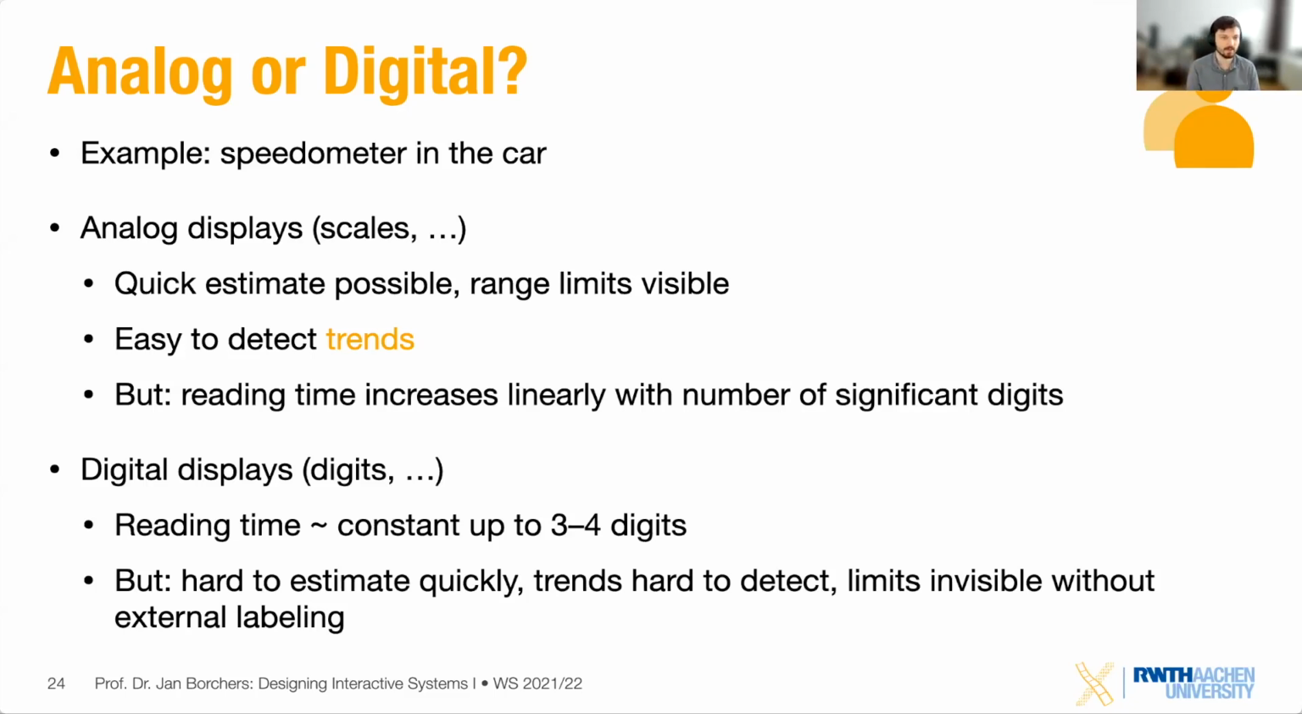Nevertheless, the advantages of the analog scales are, of course, the disadvantages of the digital scales. It is hard to estimate the trends. It's hard to estimate your location within the full range you have. You don't see how big the increments are eventually when the scale is not working on a one-digit basis. And you always need labels for the limits.